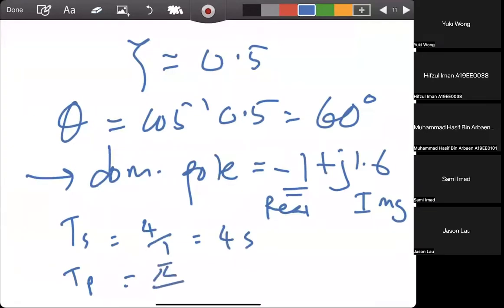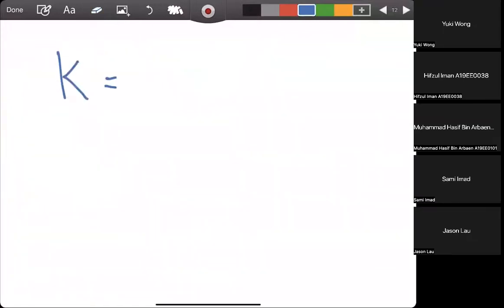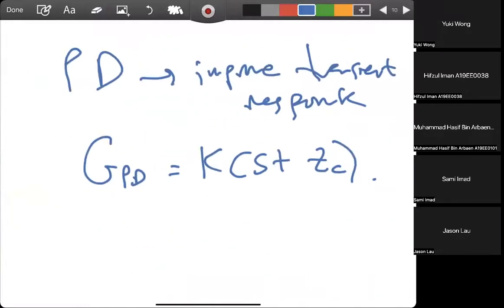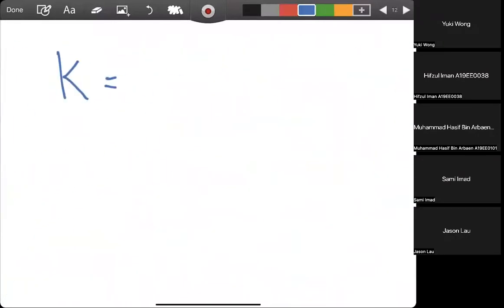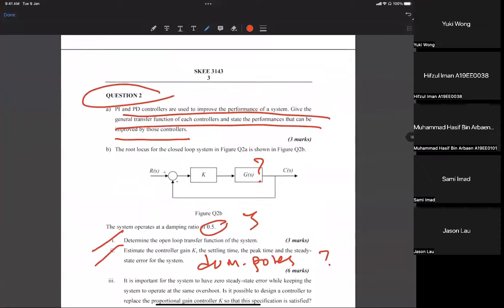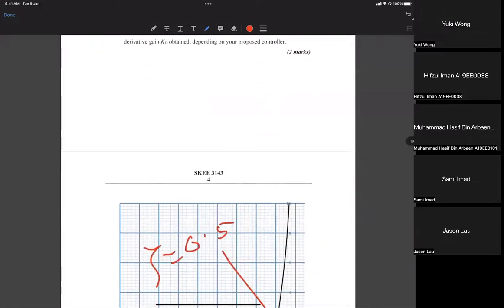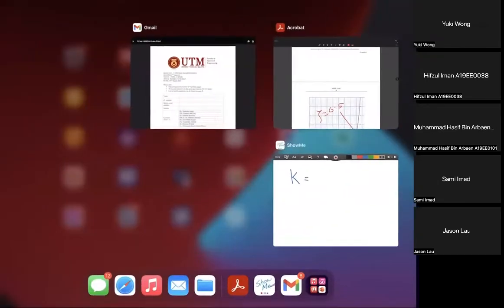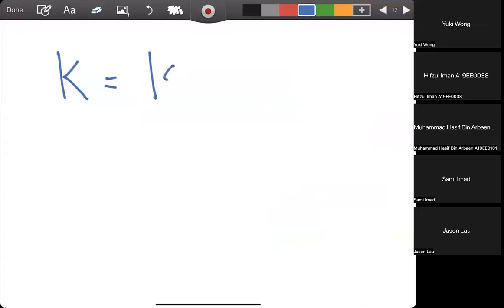TP is pi divided by 1.6, which is 1.96 seconds. Ismail, how do you calculate K? Using the magnitude criteria. Can you read for me? K is, I think, S plus 6 over S squared plus 2S plus 2, correct?